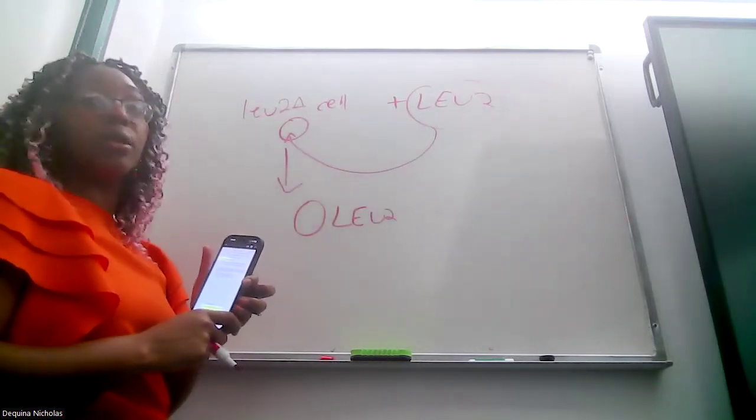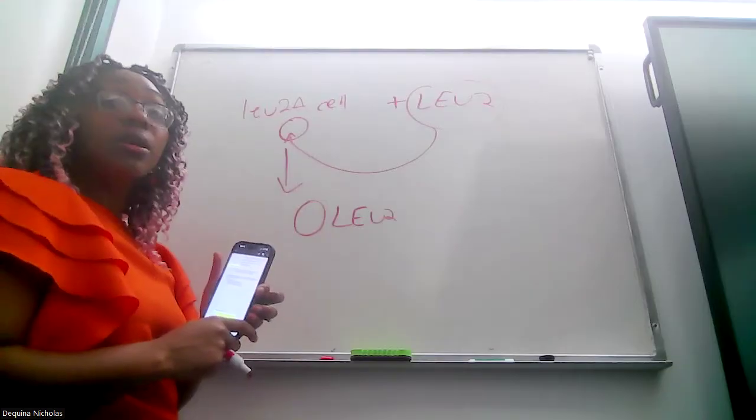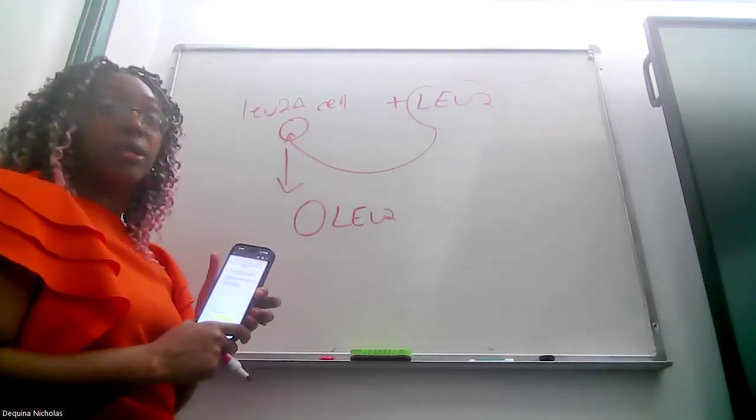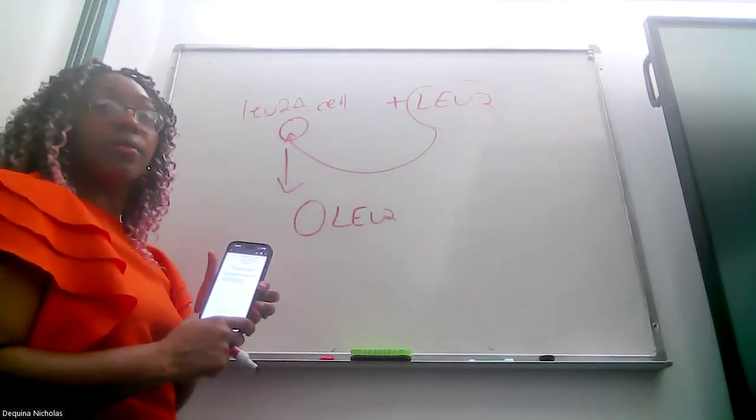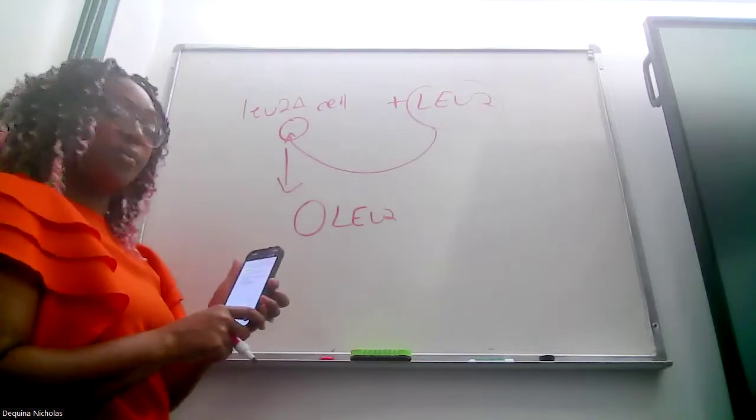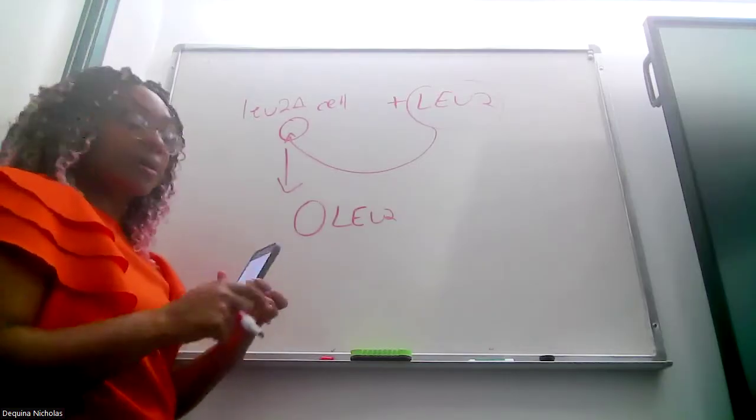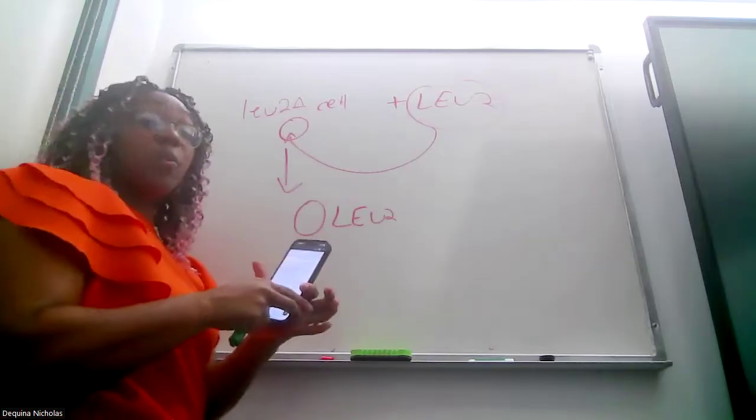They won't be able to make leucine. If they can't make leucine, they'll die if you don't give it leucine. Is that clear? I didn't understand how the plasmid would have gotten that gene. It's just for other cells.